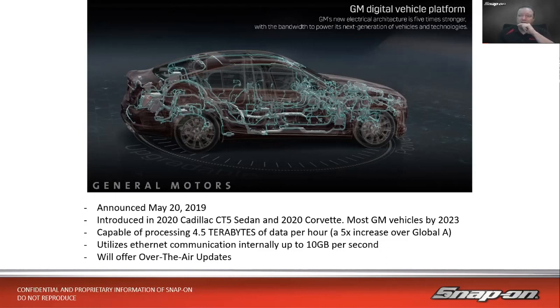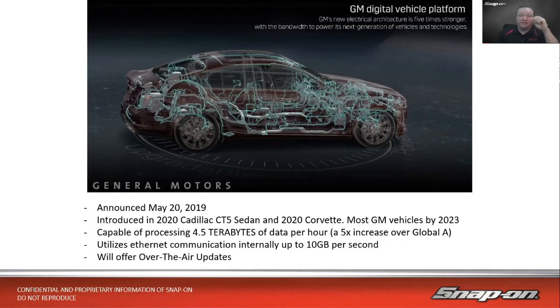Capable of processing 4.5 terabytes of data an hour. That is a five times increase over where they're at right now, which is what they call Global A network. Also utilizes Ethernet communication internally. So once again, internally in between the modules, and they go up to 10 gigabits per second. So they went with gigabit Ethernet. Remember how I said a couple manufacturers decided to go with gigabit? That's GM's way. So they decided they'd go with 10 gigabits per second.